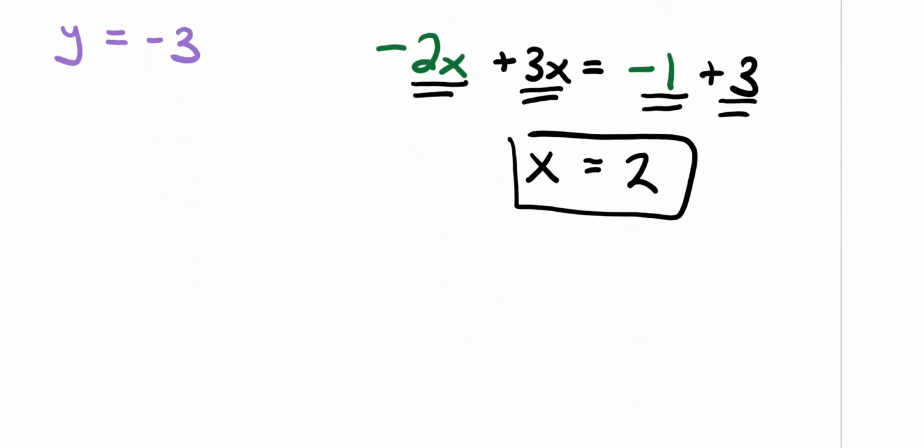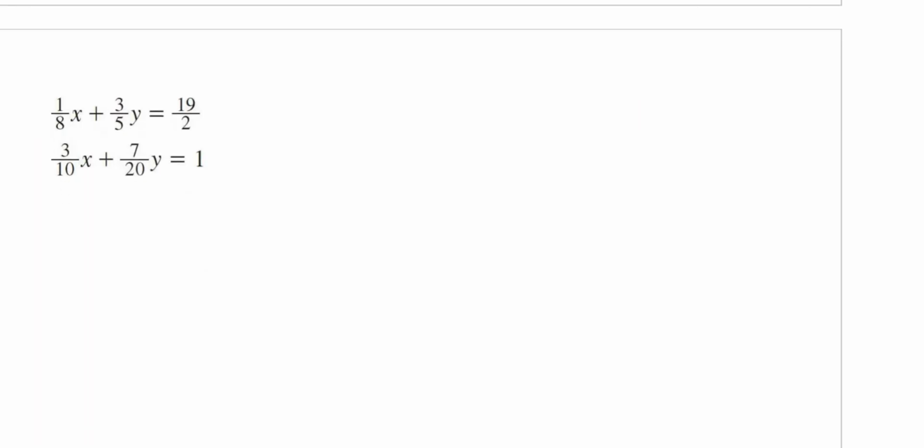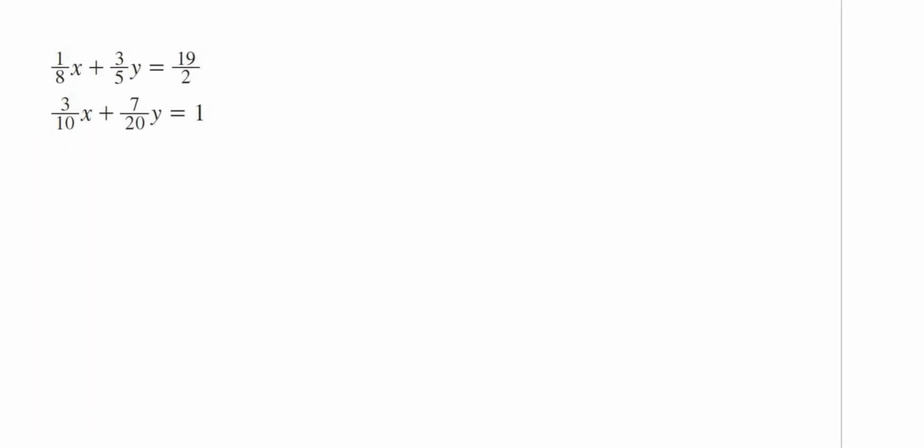Okay, let's move on to question 1G. This is the last review question, and then we're going to move on to the word problems. I picked this particular question because this problem has fractions, and when you have fractions, you want to get rid of the fractions by multiplying by the least common multiple.